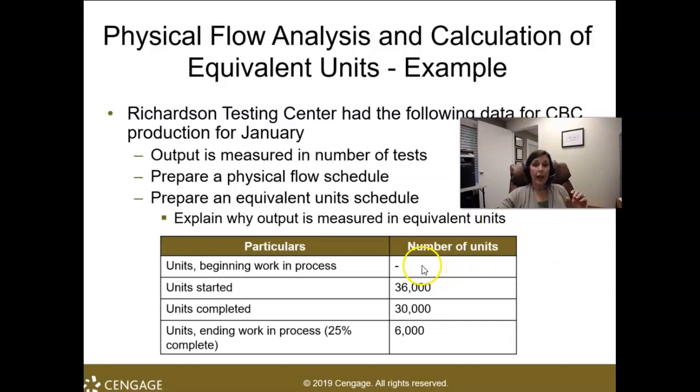We have nothing in our beginning work in process. We have 36,000 started, we have 30,000 completed, and our ending inventory has 6,000 units that are not complete. So the slide asks us to explain why we are measuring the output in equivalent units.